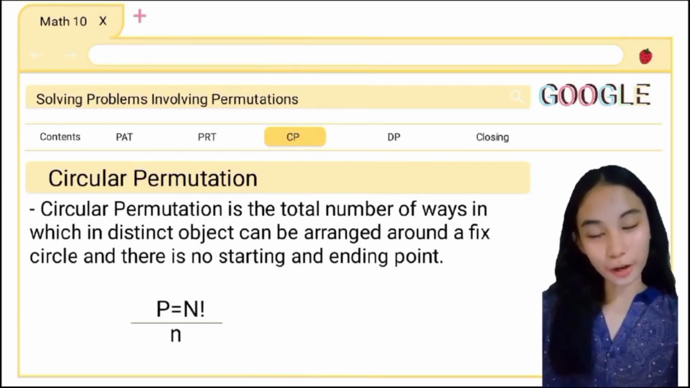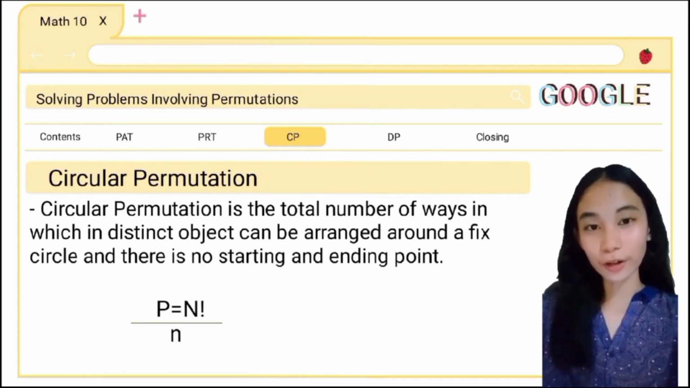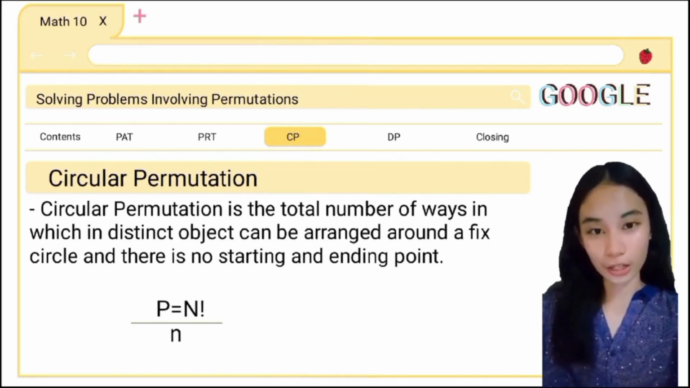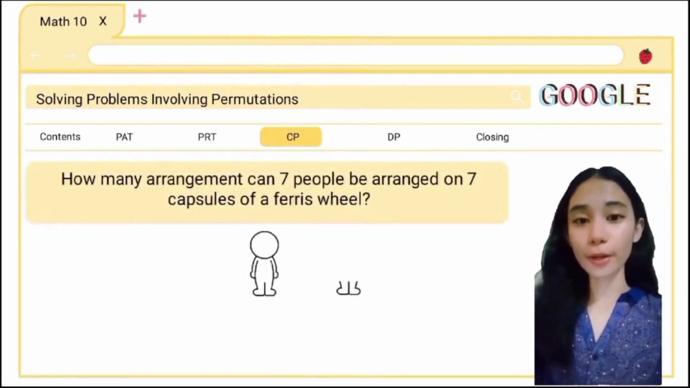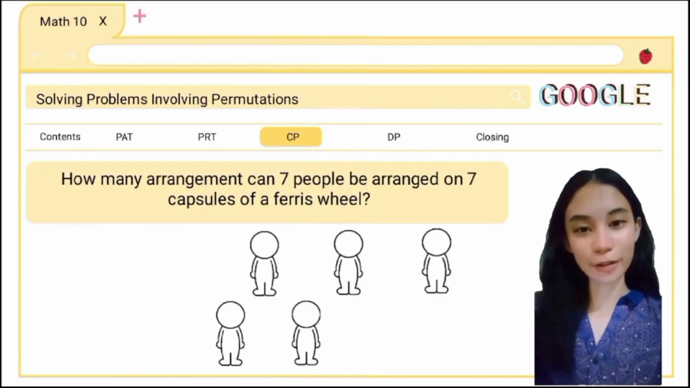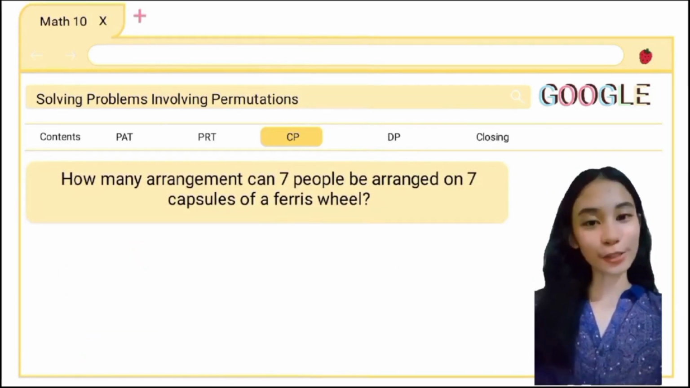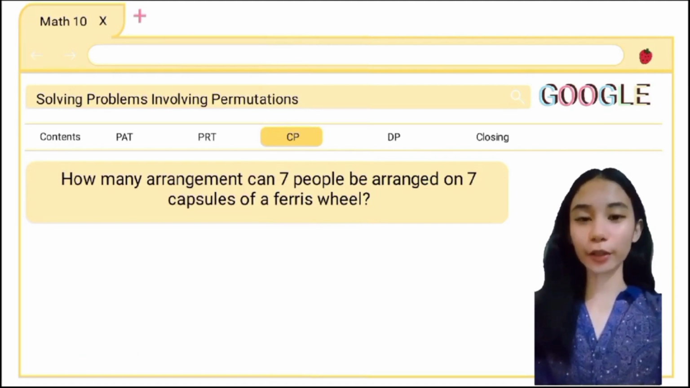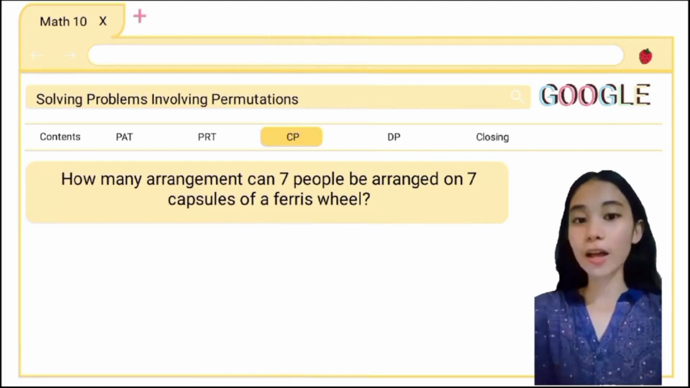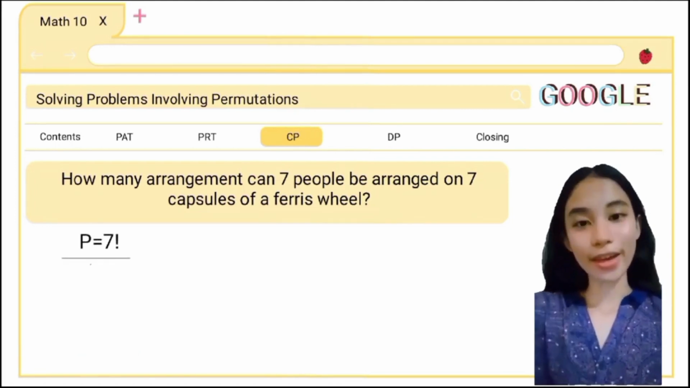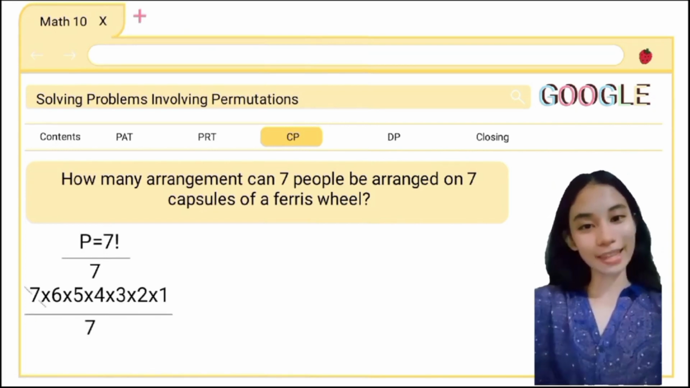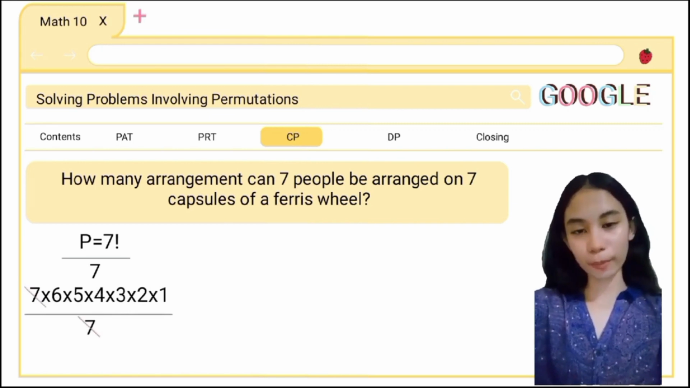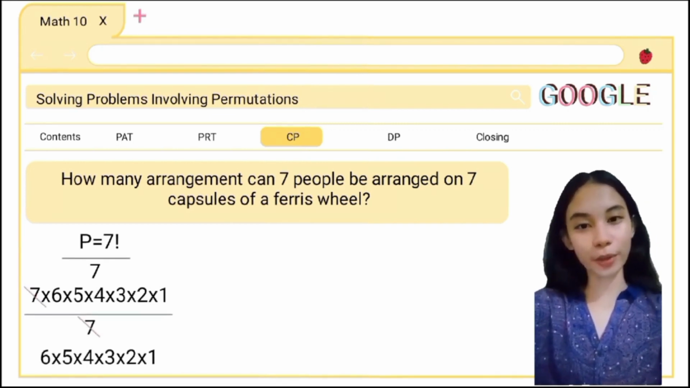This can be demonstrated in the form of permutation equals n factorial over n, or it can also be illustrated in the form of permutation equals quantity n minus 1 factorial. I'll give you an example. How many ways can 7 people be arranged in 7 capsules of a Ferris wheel? Let's use permutation equals n factorial over n to solve the problem. Substitute the n as 7, then expand the 7 factorial and cancel the same number from the denominator. And lastly, multiply all the remaining numbers and the answer will be 720 ways.